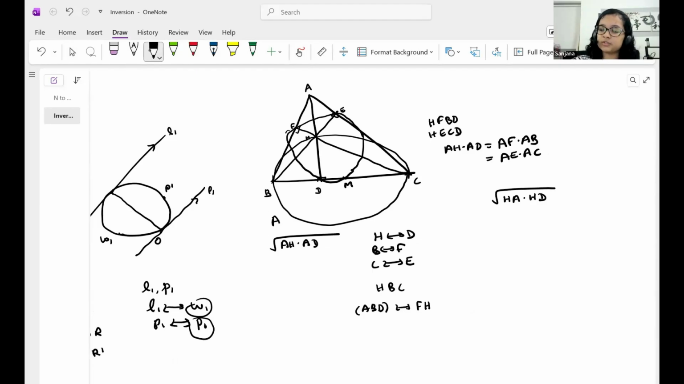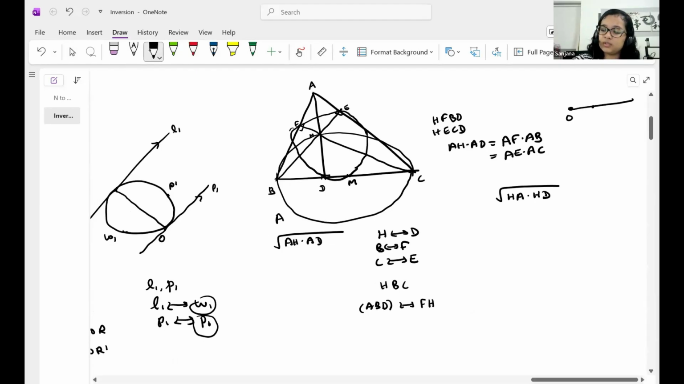So when you define inversion, normally you define the inverse of a point to be on the same side of the center as that point. So P dash and P are on the same side of O in this case. But in certain cases, you'll want to reflect the inversion about O. So it's the same thing, but the inverses are on the opposite side.